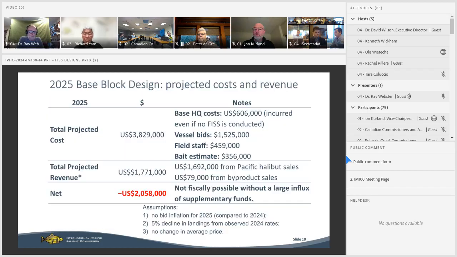However, the base block design, even though reducing sampling from the types of designs that we fished up until recently, which had more like 1,200 or 1,300 stations per year, this is still, with current cost predictions, projected to make a large loss in the order of $2 million. So this design for 2025 is not fiscally possible without a large influx of supplementary funds.